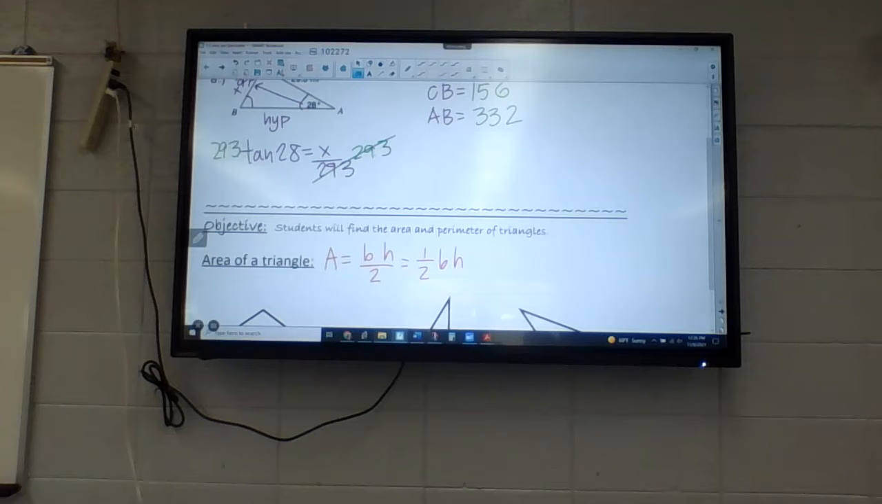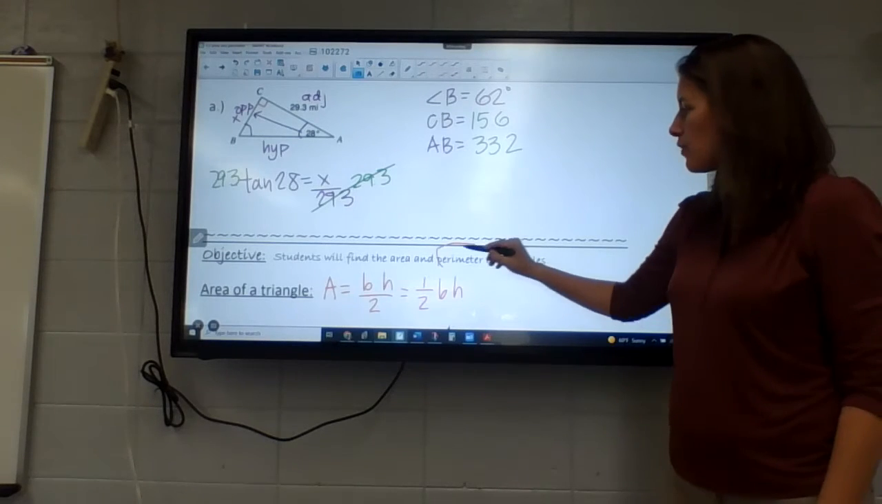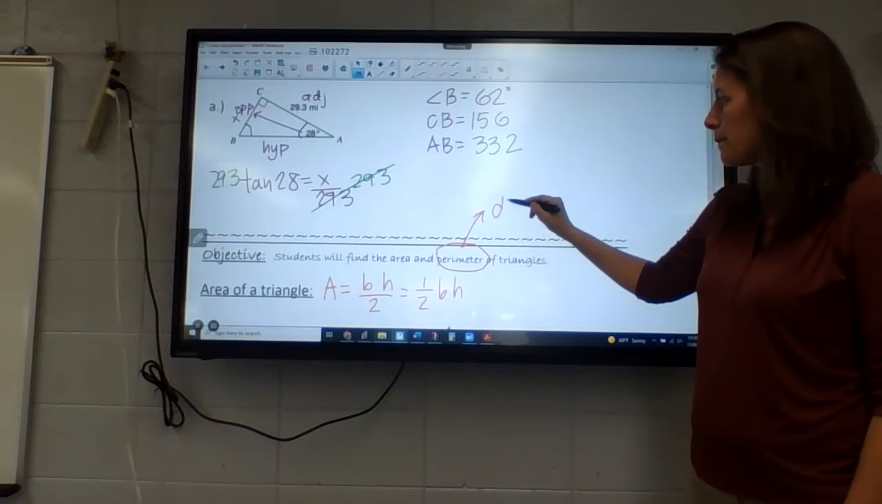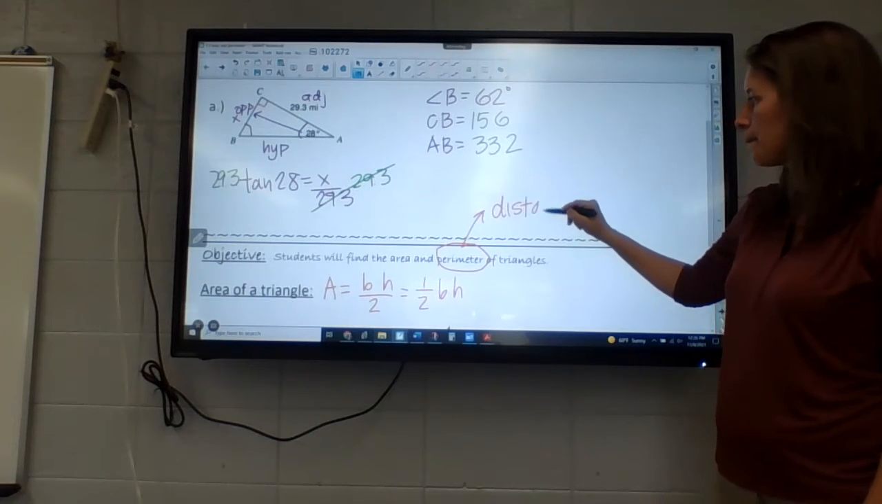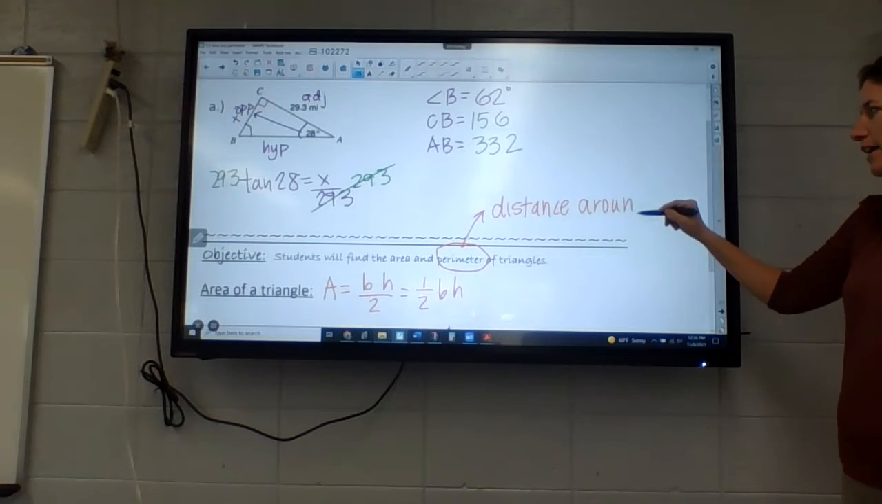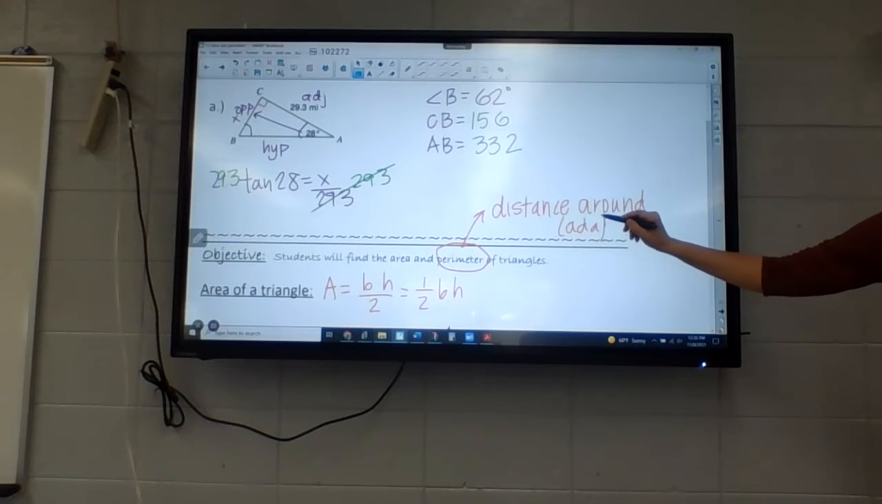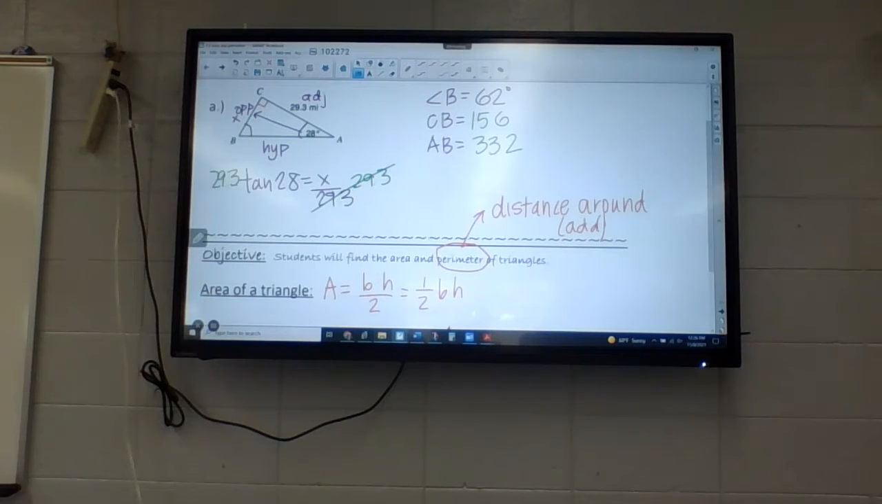Now, in the warm-up problem, initially, we wouldn't have known the base and height, but now we know it, so we'd be able to find the area of that triangle. We'd also be able to find the perimeter. The perimeter is the distance around, just in case you forgot. So perimeter, we just add them. Whereas the area, we use this formula. So if I wanted the area of the warm-up question, which two sides would I use?